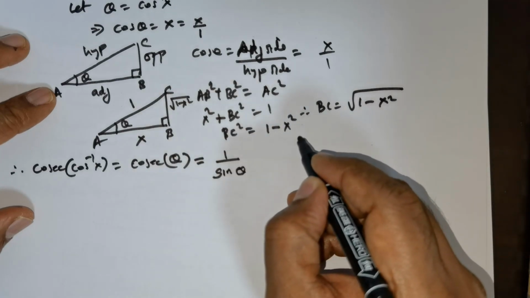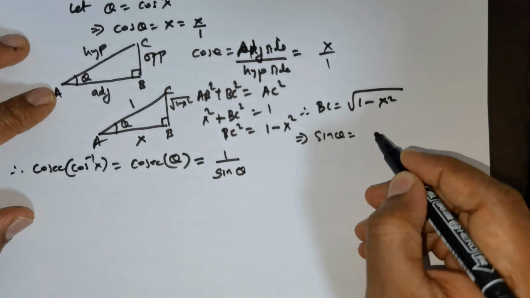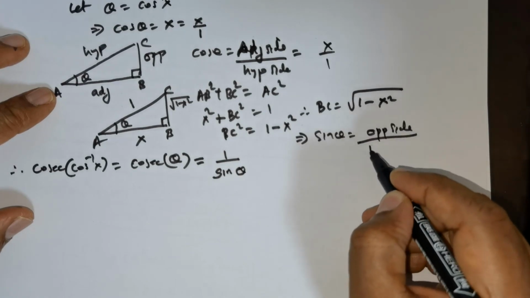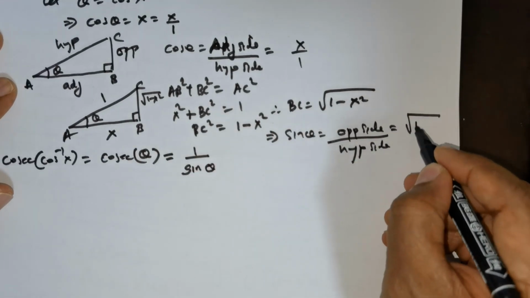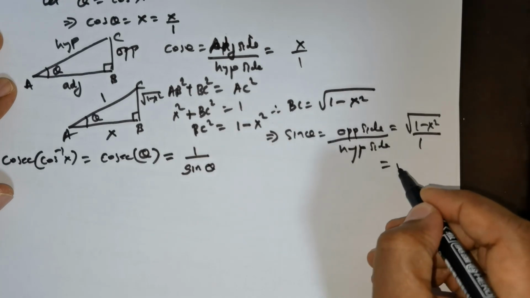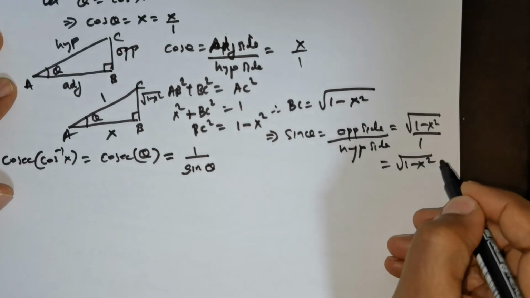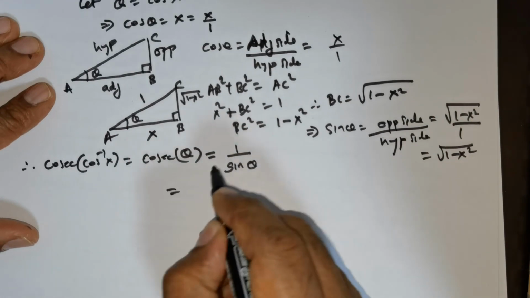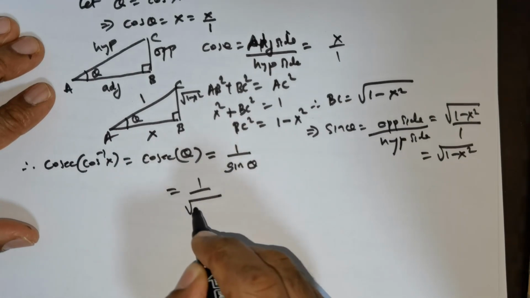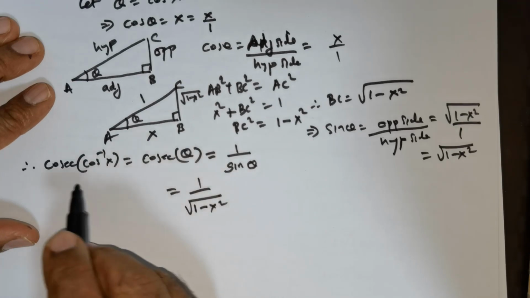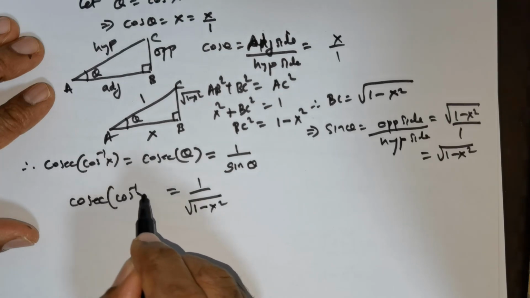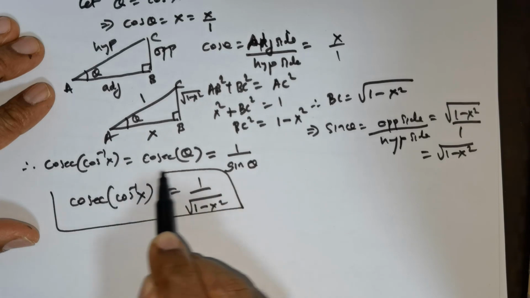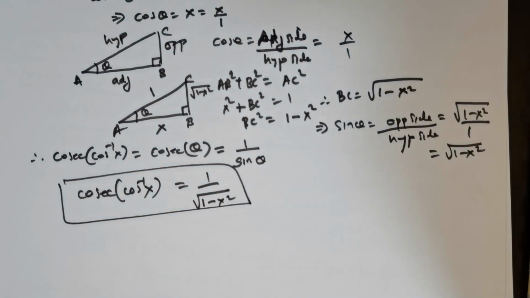So from the triangle I can get sine theta is opposite side divided by hypotenuse side. Now my opposite side is square root of 1 negative x squared, hypotenuse side is 1, which is eventually going to give me square root of 1 negative x squared. So substitute that, that would give me 1 over square root of 1 negative x squared, which is the value of cosecant of cos inverse of x. So that is the solution for our question.